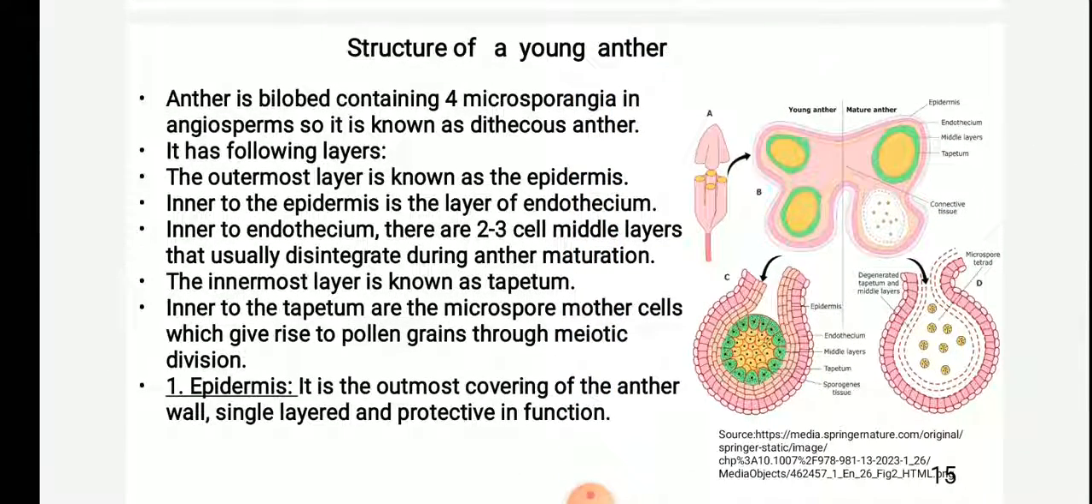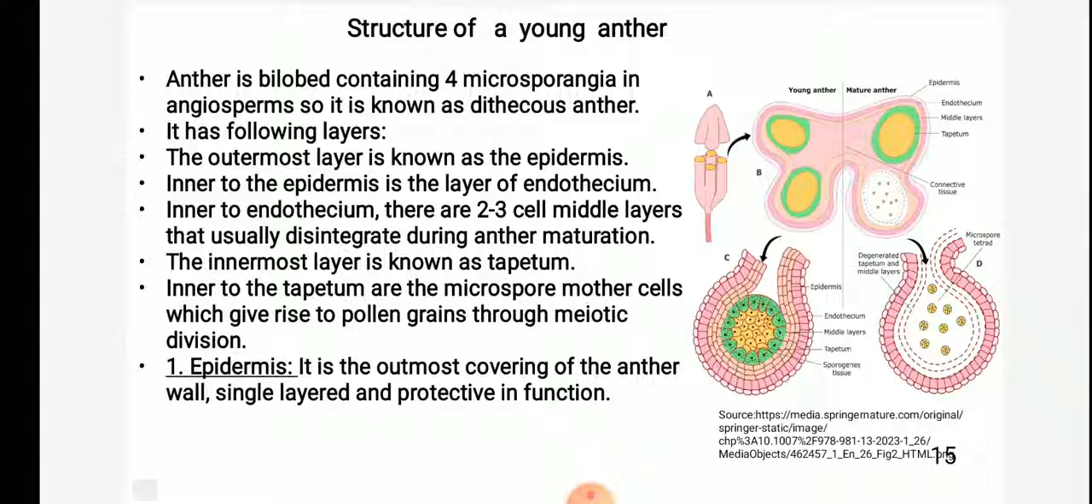Now, after all the divisions, the structure of the young anther has been produced because of the division of the archisporial cell. The young anther has been formed. Let us study the structure of the young anther. Anther is a bilobed structure containing 4 microsporangia in angiosperms, so it is known as dithecous and tetrasporangiate anther.